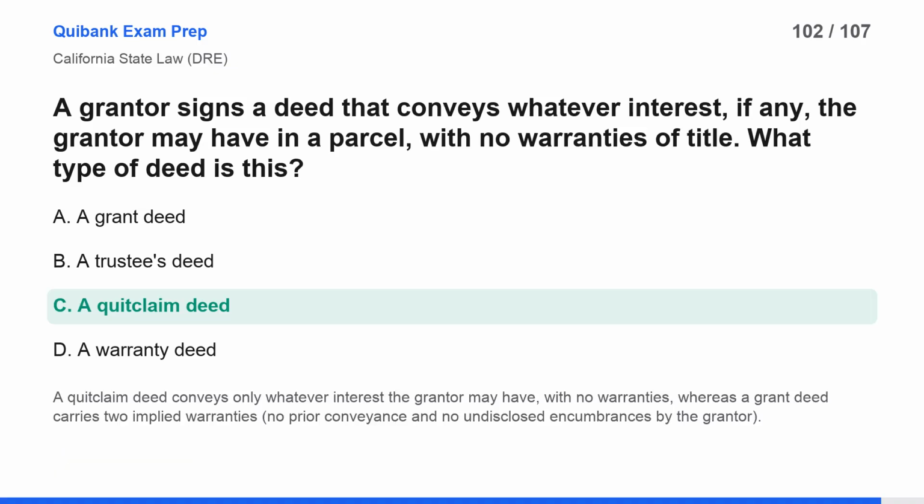The answer is C, a quitclaim deed. A quitclaim deed conveys only whatever interest the grantor may have, with no warranties, whereas a grant deed carries 2 implied warranties: no prior conveyance, and no undisclosed encumbrances by the grantor.